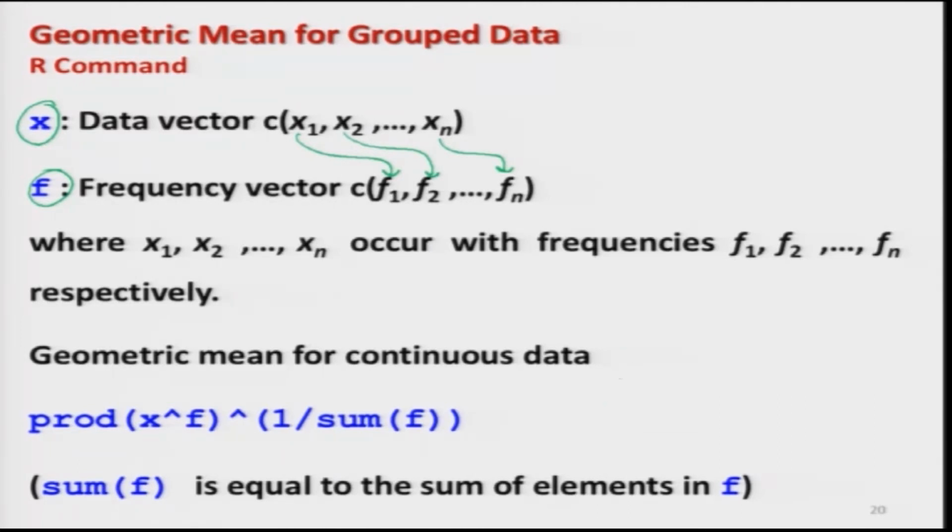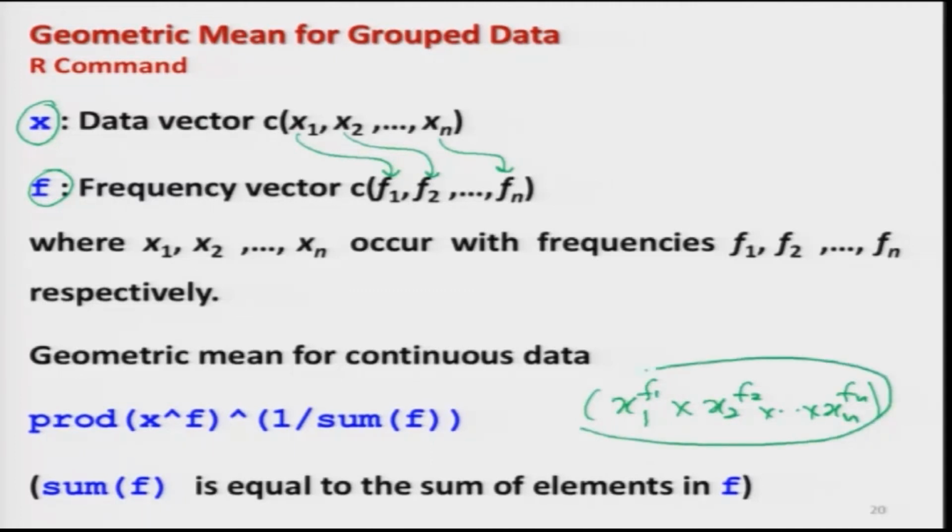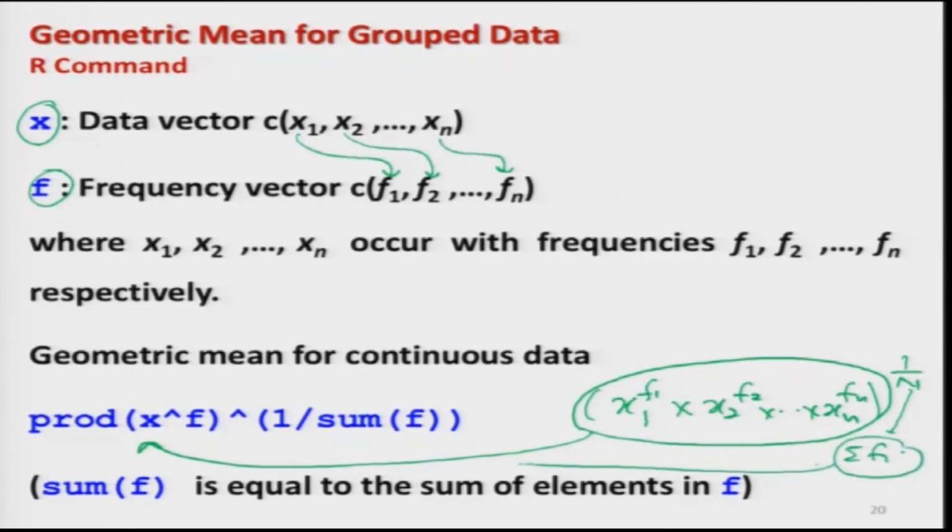So, now whatever is the product, something like x1 raised to the power of f1 multiplied by x2 raised to the power of f2 and so on, multiplied by xn raised to the power of fn, this can be written as the product of x raised to the power f. And then it is 1 upon N, where capital N is the sum of all fi's. So, the sum of all fi's can be determined by the function sum of f, and writing it like this, you will get the value of the geometric mean in this case.